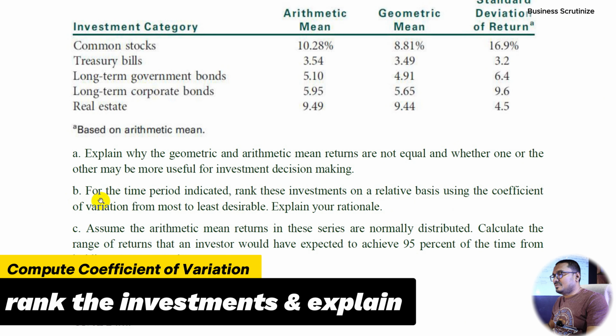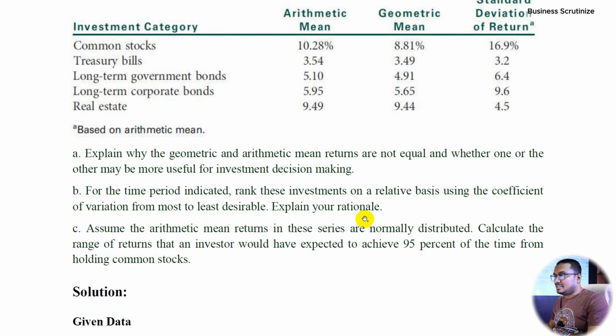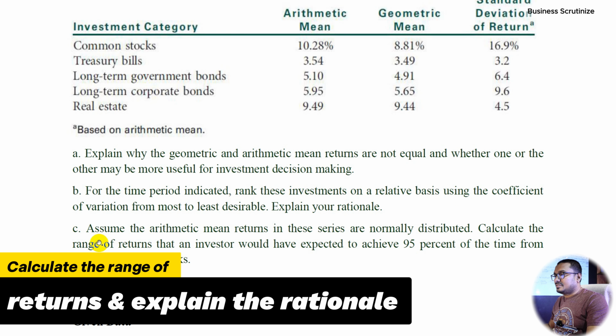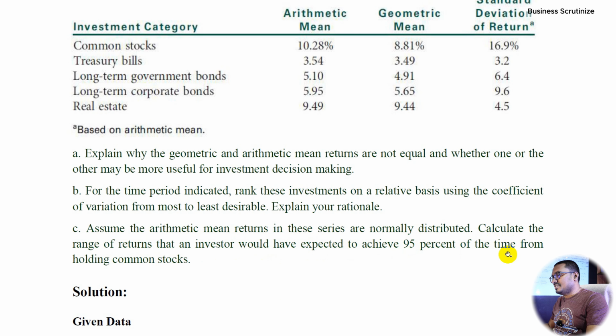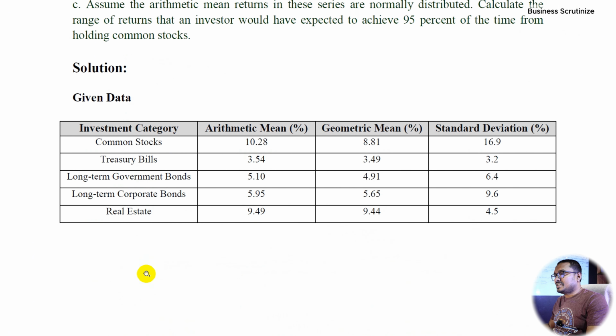And for requirement B, for the time period indicated, rank these investments on a relative basis using the coefficient of variation from most to the least desirable. Explain your rationale. And lastly, for C, assume the arithmetic mean returns in these series are normally distributed. Calculate the range of returns that an investor would have expected to achieve 95% of the time from holding common stocks. Now, we have data given.